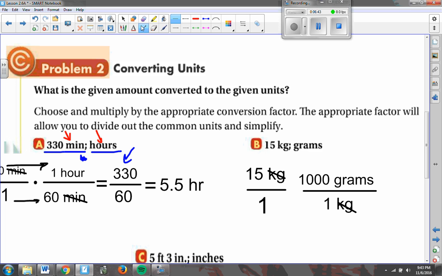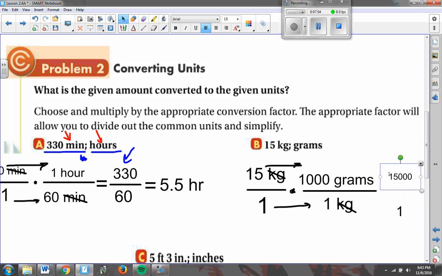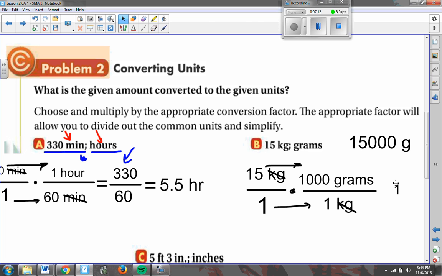Okay? So now, kilograms will cancel out. I'll be left with something in grams, and I can just multiply straight across. I'm multiplying here because I'm multiplying by a conversion fraction, and I'm just going to multiply straight across the top and across the bottom. The good news here is the bottoms just end up being 1, so they don't even hardly matter, and the top ends up being 15,000 grams. Okay, so our final answer in letter B would be 15,000 grams over 1.